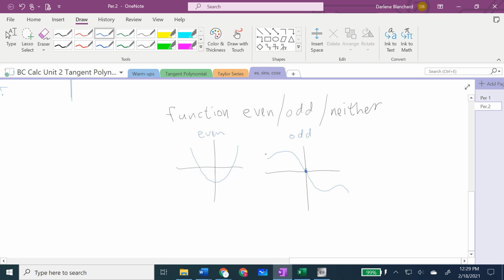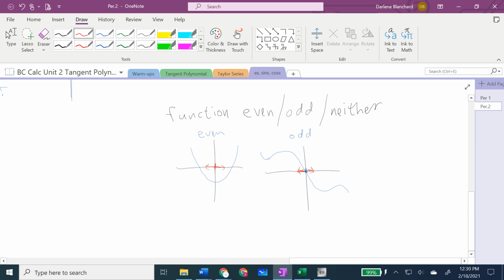So I'm going to try and draw it that way. When a function is even, if you go the same distance from 0, you get the same y value. If you have an odd function, when you go the same distance from 0 horizontally, you get opposite signed y values.